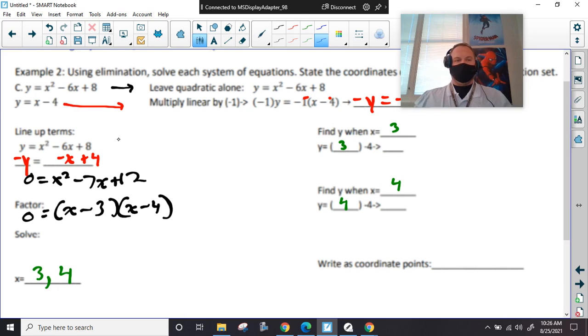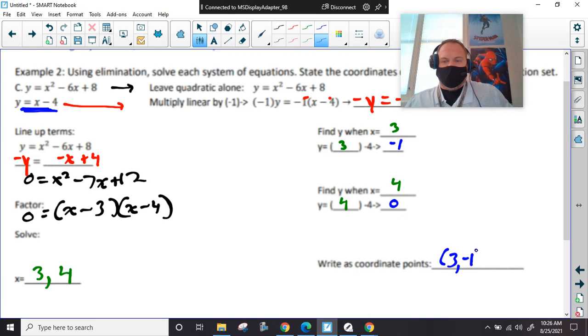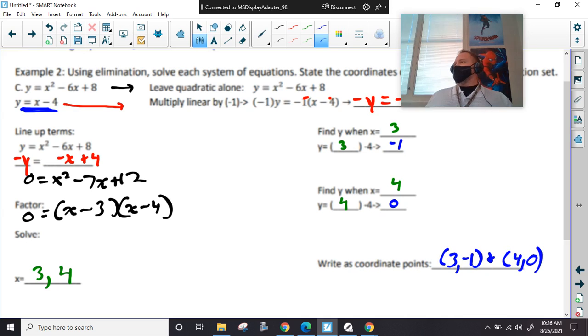I'm plugging into my original equation. I don't want to do it after I did the negative because that just adds more steps. All right. 3 minus 4 is -1. Yes. 4 minus 4 is 0. Now, that is our answer.